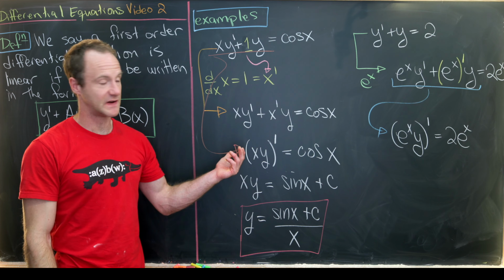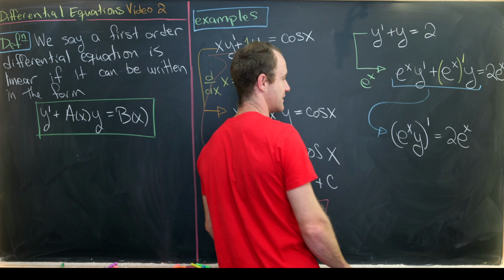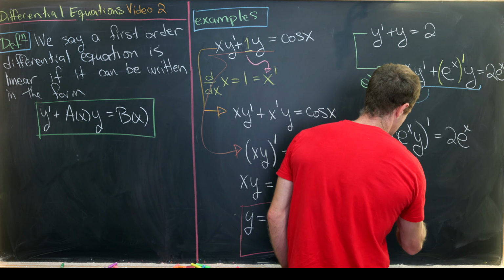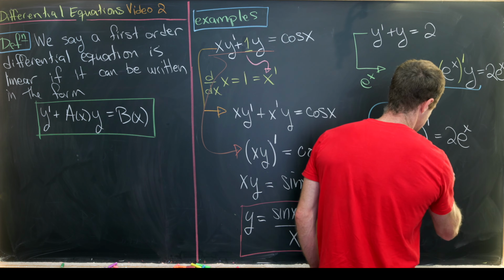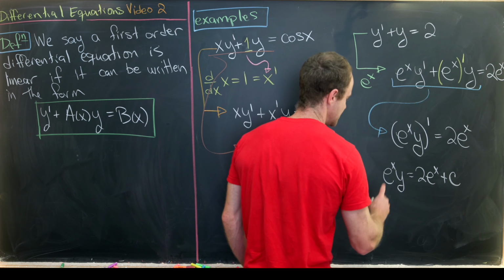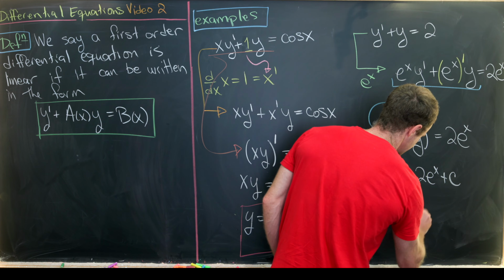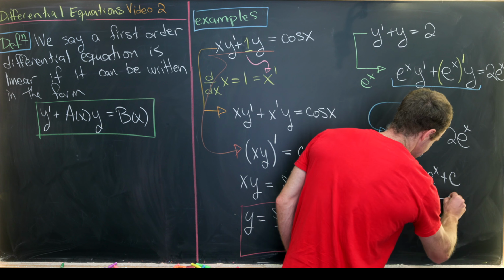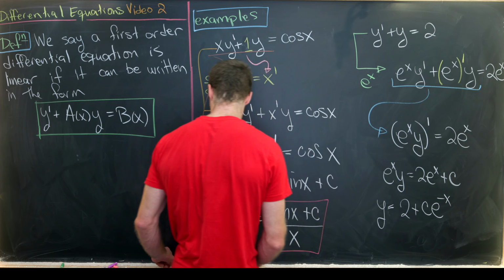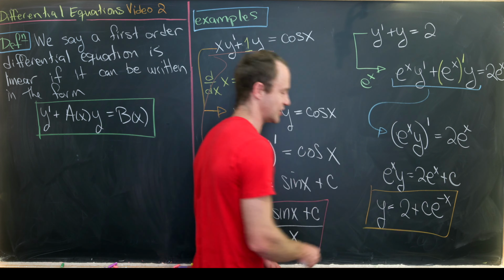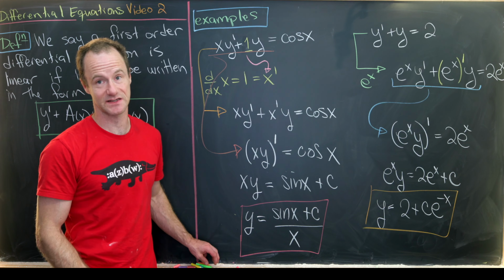But now we can pretty much finish it off. We can take the antiderivative of both sides. That's going to leave us with e to the x times y equals 2 e to the x plus a constant. Then we can divide by e to the x. That leaves us with y equal to 2 plus that constant times e to the minus x. And so that would be our final, most general solution in this case.